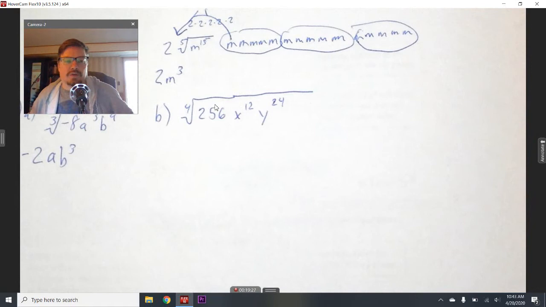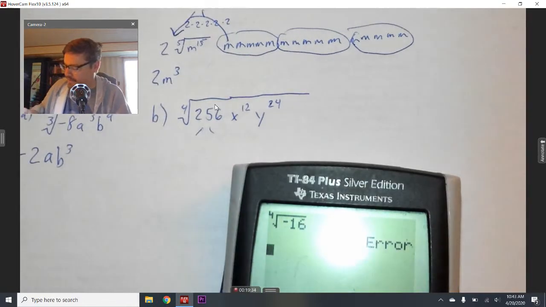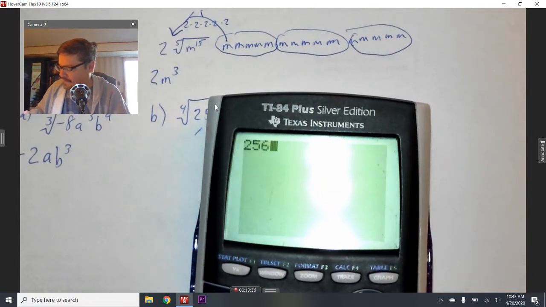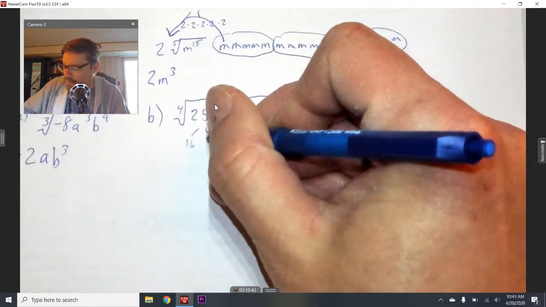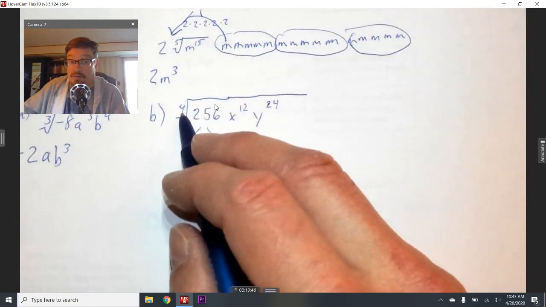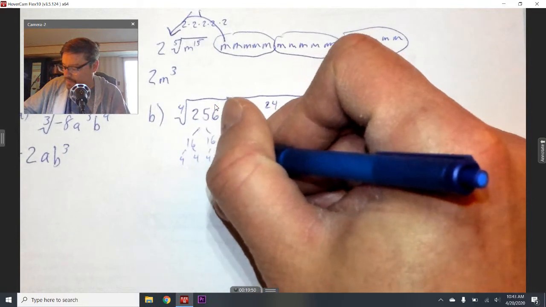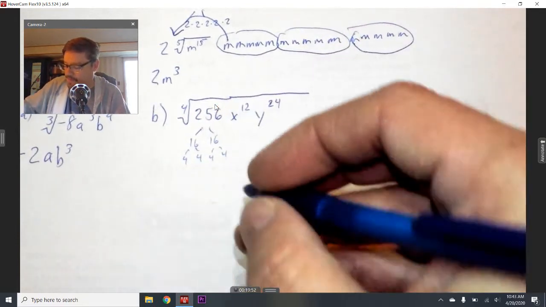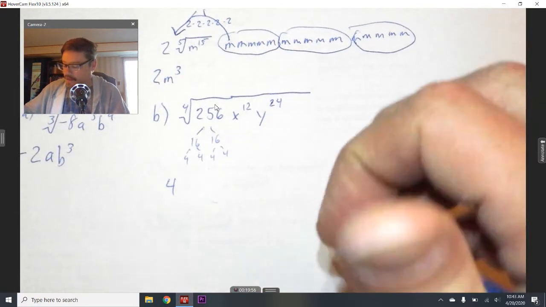Okay, so let's see, 256. Let's try to make this as quick as possible. 256 divided by 16, 16 times 16, okay. So I have 16 times 16, which is also, now I'm looking for quadruples, so that's 4 times 4 times 4 times 4. So there's my quadruple right there. Okay, so 4 is coming out. I don't have to worry about it being positive or negative.